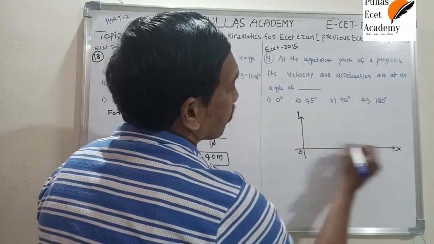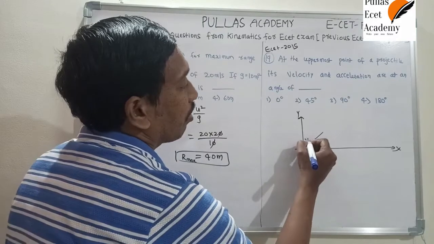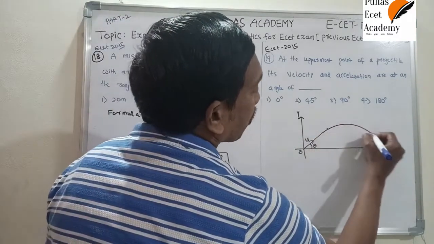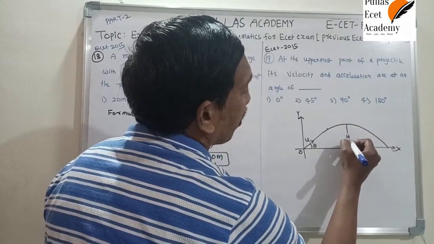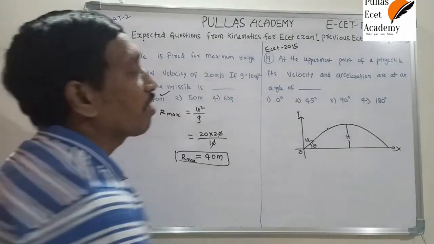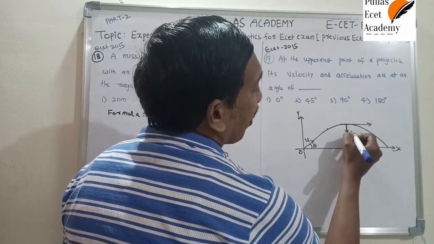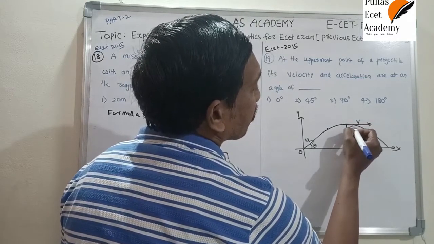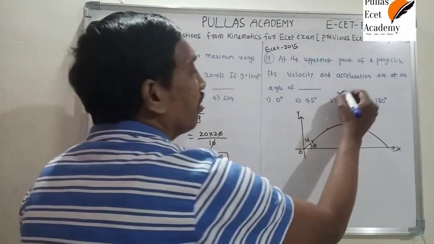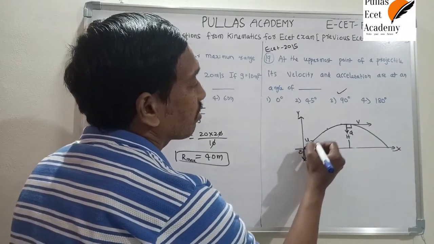This is x-axis, y-axis. When you project at an angle theta with the horizontal with some velocity u, then it moves along the parabola. This is called the highest point, maximum height. This is also called the uppermost point. Here velocity direction is along the tangent line. Along this line is acceleration. This is velocity. What is the angle between velocity and acceleration? It is a right angle. That's why, which is correct here? 90 degrees.